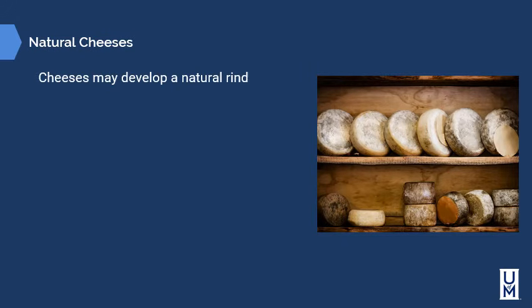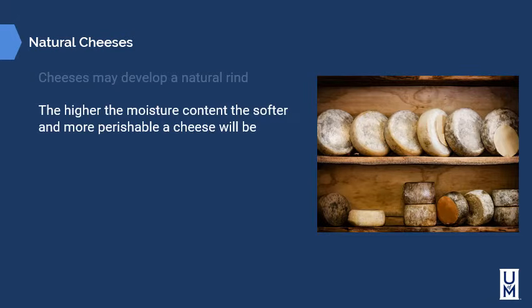Certain cheeses may develop a natural rind or outer coating to it. This is usually a condition of the mixture of bacteria and air on the outside of the cheese. Now, normally when you say bacteria, that's a bad thing, but in the case of cheese, that's a very good thing. The higher the moisture content, the softer and more perishable the cheese will be.